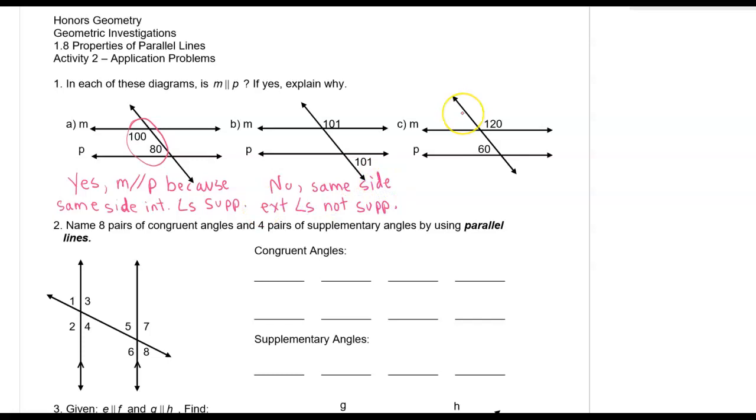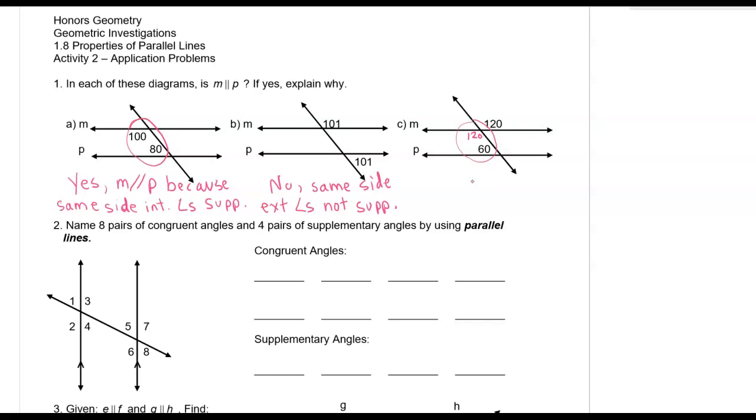Part C. You can approach this problem a couple of ways. You can recognize that 120 has a vertical angle right here that's 120, and you can use that. If you like vertical angles and you use the 120, you can do this problem like Part A. 120 and 60 are same side interior angles, and they add up to 180. Therefore, the lines are parallel because same side interior angles are supplementary.